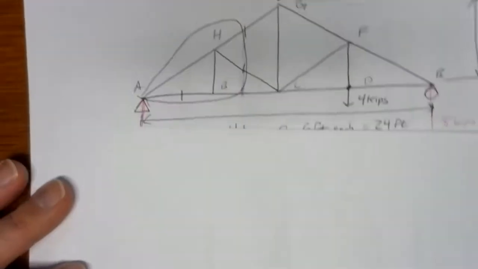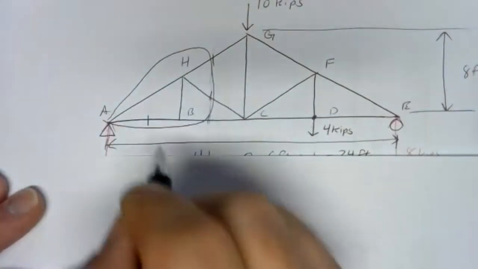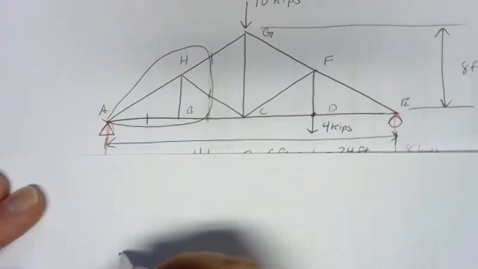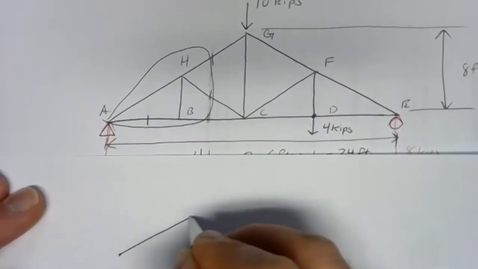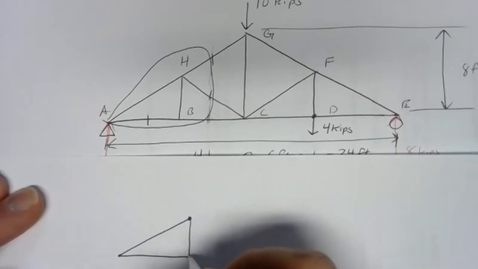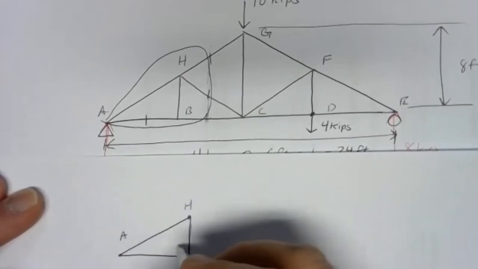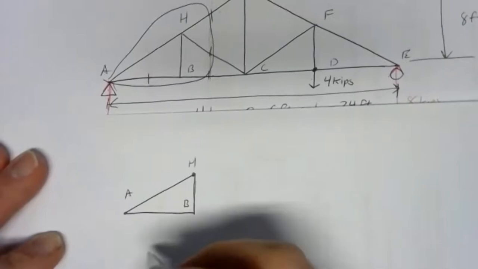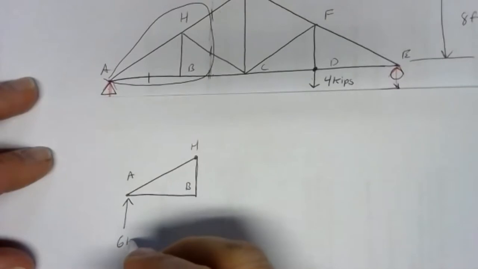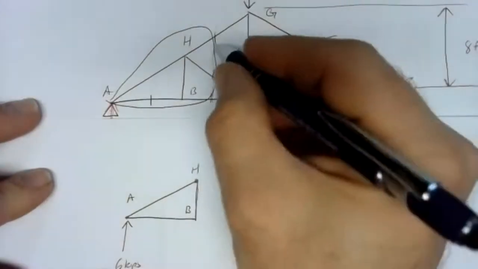All right, so start out with drawing the parts that are entirely enclosed in the system boundary. That's A, H, and B. So we've got A to H, A to B, and B to H. So that's H, A, and B. And then we know we've got a 6 kip force pushing up there. Now we can draw what we've cut through.